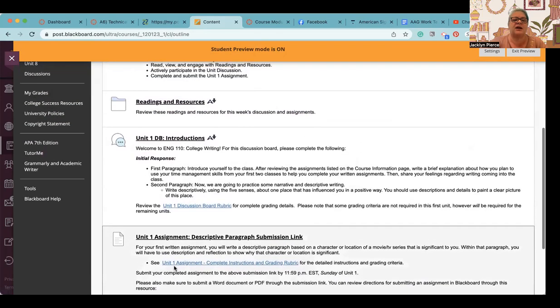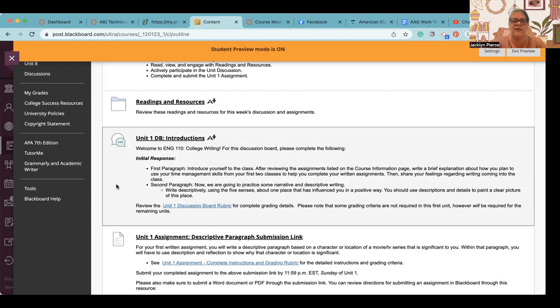All right, so let's talk about the discussion board first. In this discussion board at the beginning, of course, it's an introduction, right? So you're going to write 2 paragraphs. The first one is going to introduce yourself to the class. After reviewing the assignments listed on the course information page, write a brief explanation about how you plan to use your time management skills from your first 2 classes to help you complete your written assignments. Then share your feelings regarding writing coming into the class.